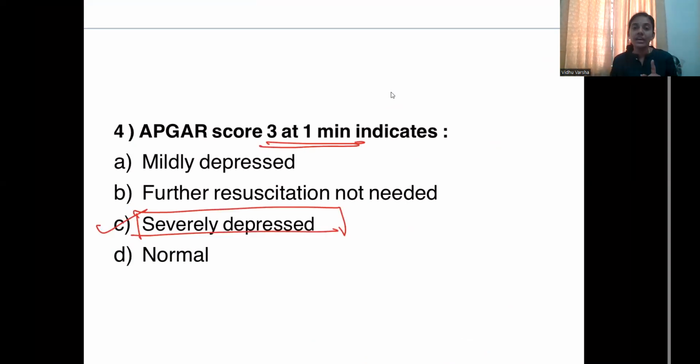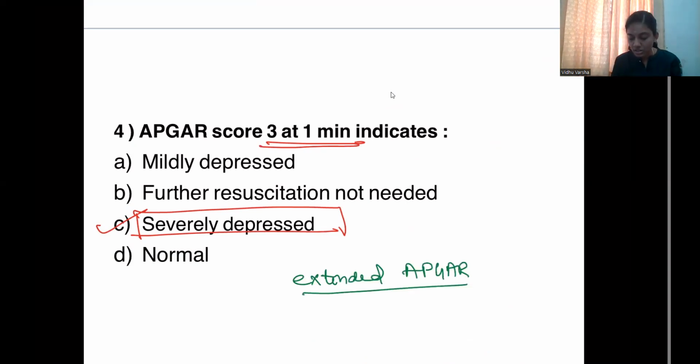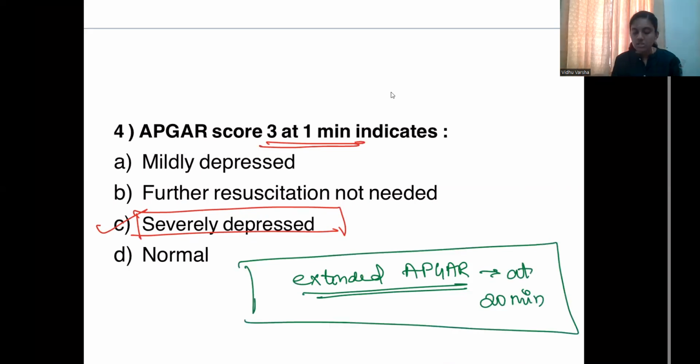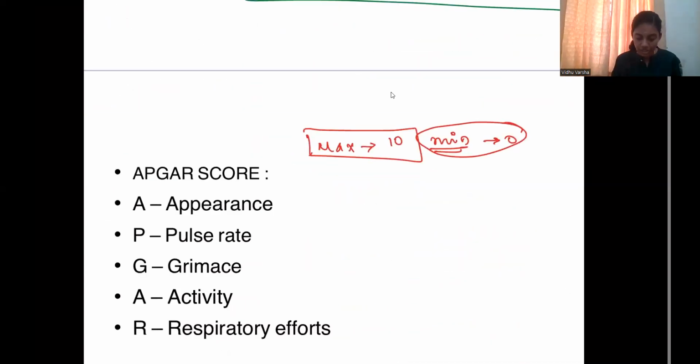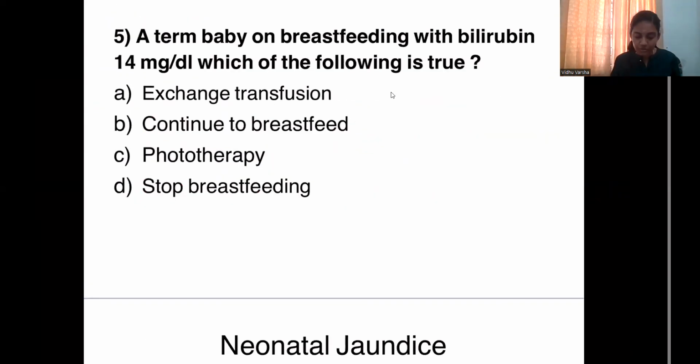So we score the child with the Apgar score at 1 minute and at 5 minutes, and you have another terminology called the extended Apgar score. This extended Apgar score is used at 20 minutes of life. So we can score the child at 1 minute, 5 minutes, and also at 20 minutes. So we have finished our 4th question. Going on to our 5th question.